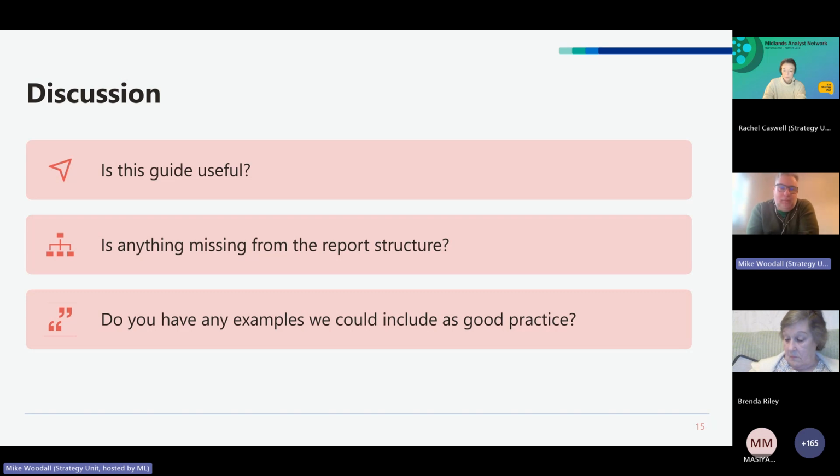And then finally, and we don't necessarily need to pick all this up today, but if you have any examples that we could use as good practice, it'd be really good to get examples of those and be able to link in with people to follow up. So that's the discussion that we'd like to go through now. Before we start, are there any questions about what I've discussed or anything that anybody wants to go through?